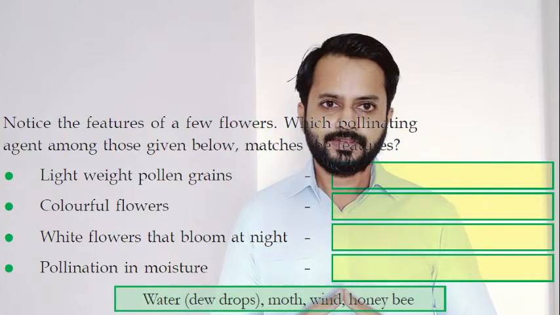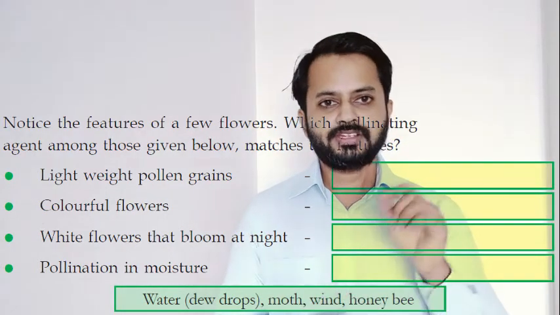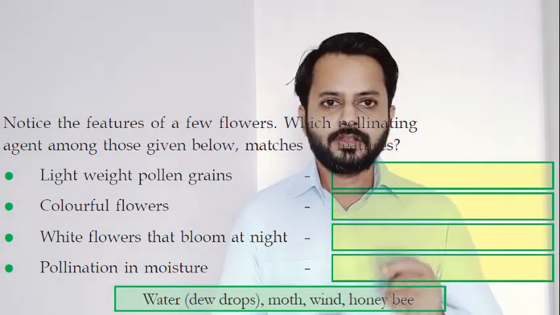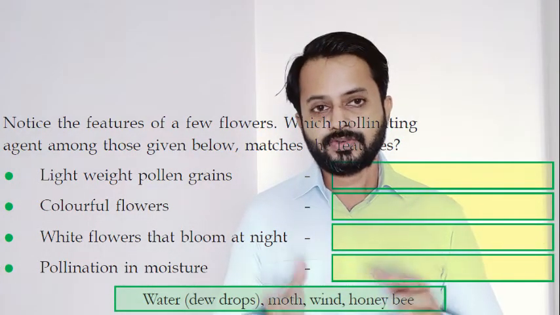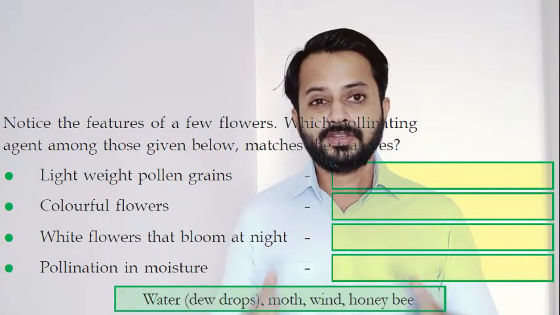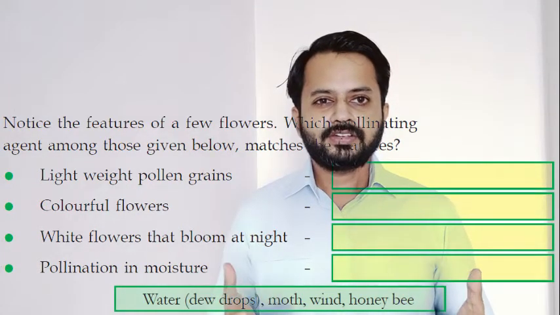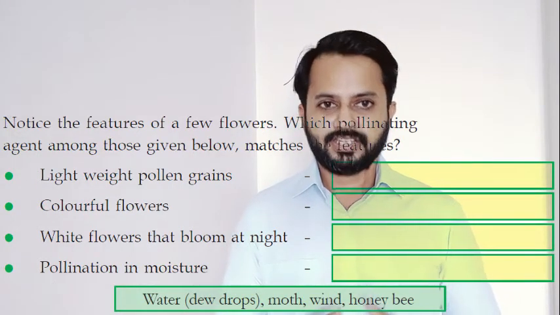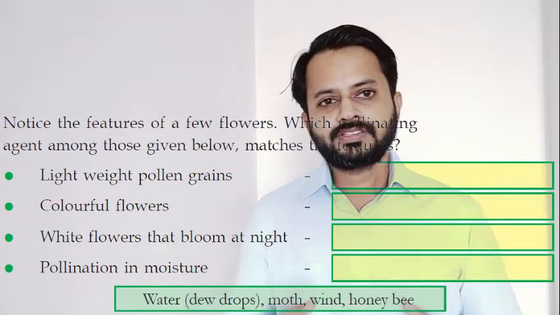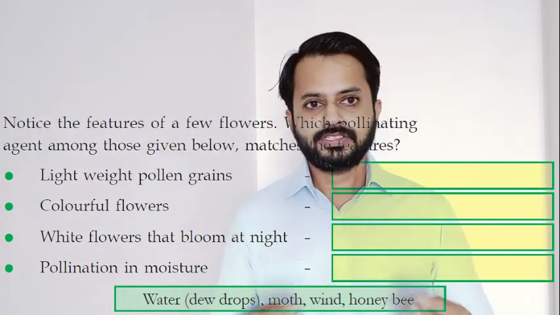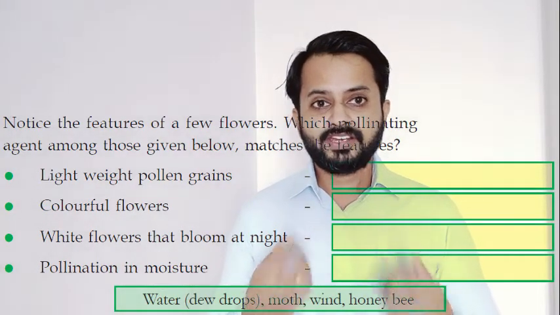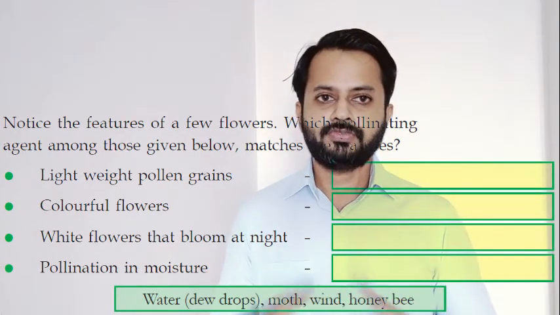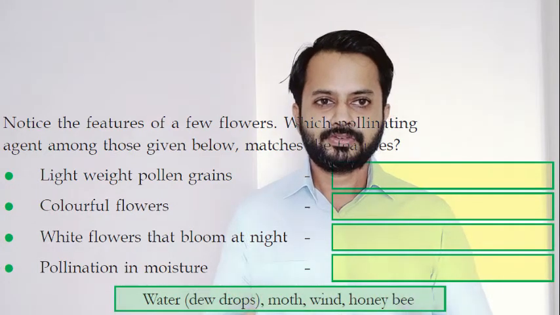The features are lightweight pollen grains. If there are lightweight pollen grains, which pollinating agent is suitable for pollination? The next is colorful flowers. If the flowers are very colorful, which one is the best or suitable pollinating agent? Then flowers that bloom at night. As you know, jasmine and other flowers that bloom at night have a very nice smell. Then next is pollination in moisture. So complete this table. This is your follow-up activity for today's class.